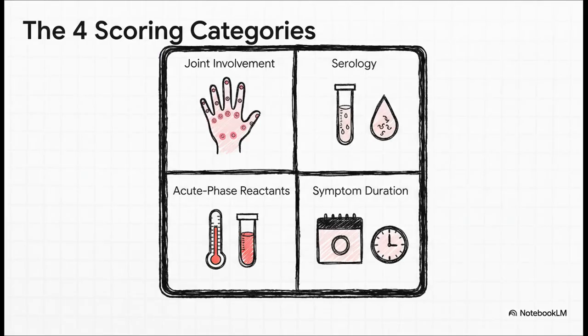So how do you get to 6? Well, it's a combination of these 4 things. They look at which joints are involved. You get more points for smaller joints in your hands and feet. They do blood tests for specific antibodies. They do other blood tests to measure the general level of inflammation in your body. And finally, they look at how long you've had symptoms. It's a really thorough system that pieces together all the different clues.